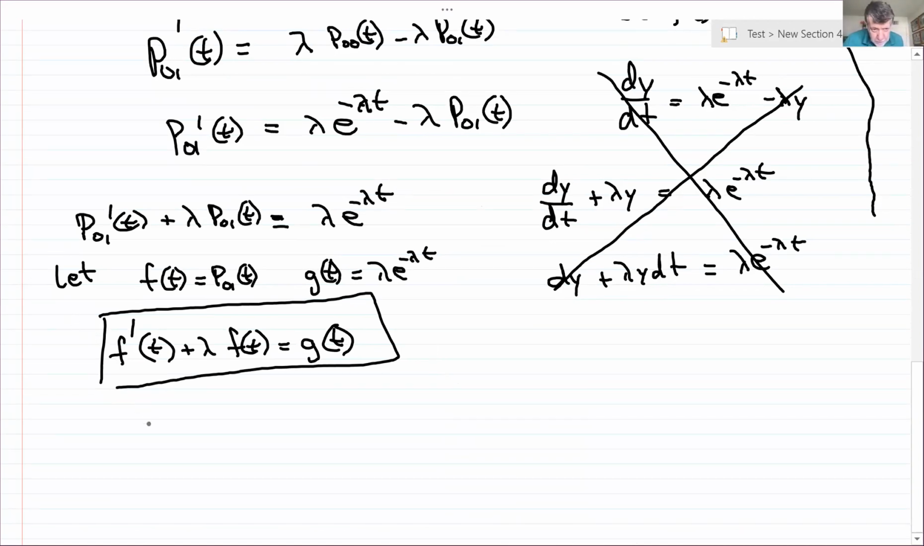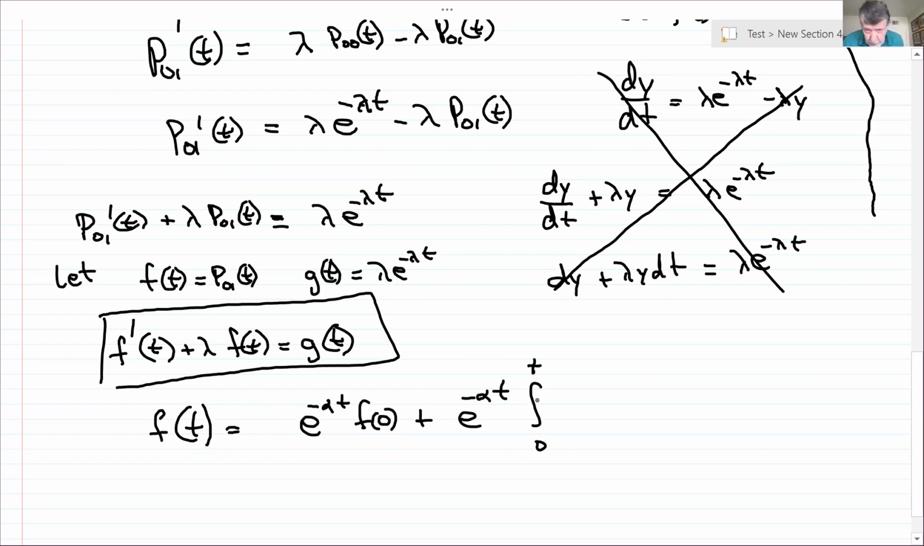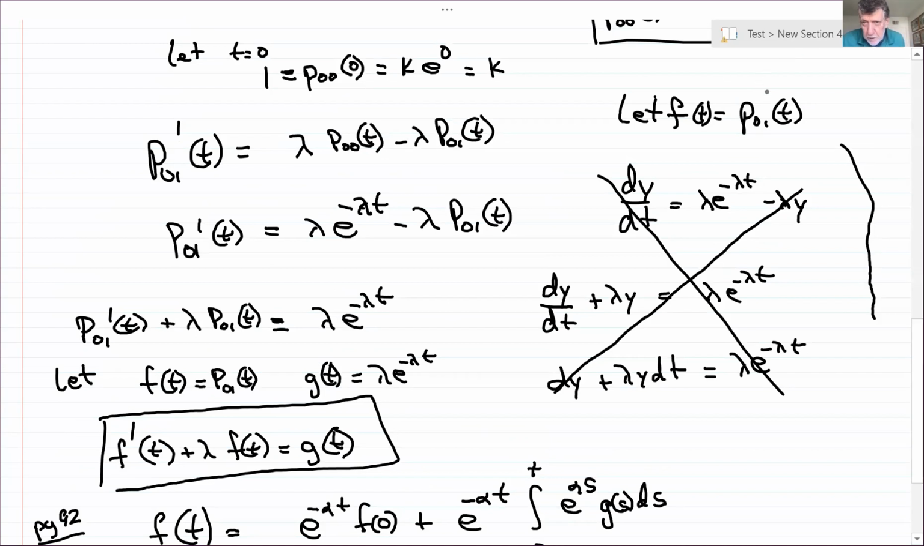So the solution is f of t equals e to the minus alpha t f0 plus e to the minus alpha t times the integral from 0 to t of e to the alpha s g of s. Okay, so when you have an equation that looks like this, and again, this is on page 92, it's what we did just a few minutes ago. That's how to find the f of t. And f of t, remember, is P01 of t, so that's why we're interested in this.